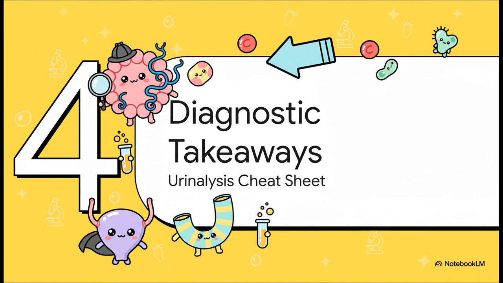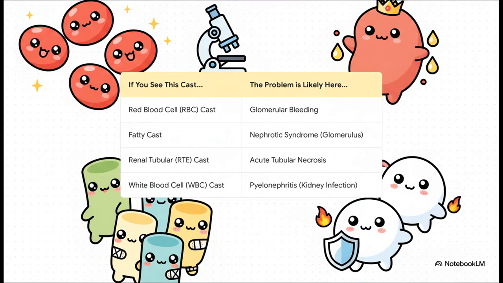Whew. Okay, so we have covered a ton of ground, right? We've gone from the glomerulus to the tubules, all the way to the urinary tract. So let's pull all of our detective clues together into one simple, powerful cheat sheet that you can use every time you look at a urinalysis report. Here it is, your diagnostic cheat sheet.